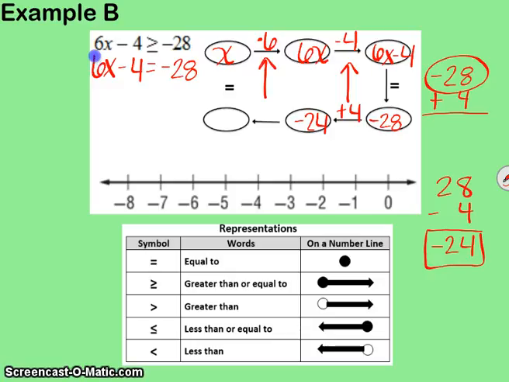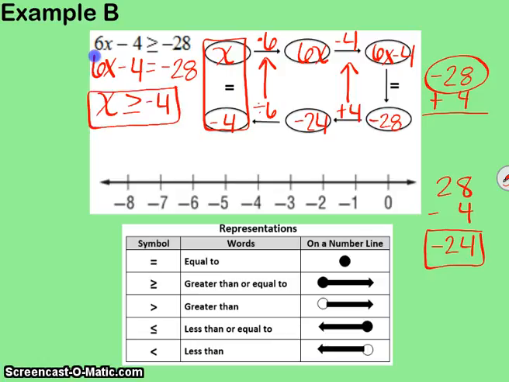Then I look, and the opposite of times 6 is to divide by 6. Well, negative 24 divided by 6 is going to give me negative 4. But even though this says x is equal to negative 4, I have to put that inequality sign back in. So x is greater than or equal to negative 4.